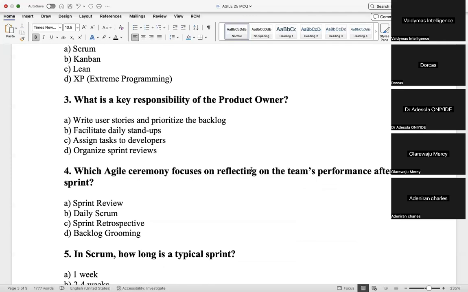What is the key responsibility of a product owner? Emphasis on key. Okay. So I'll take A, write user stories and prioritize backlogs. Yes.